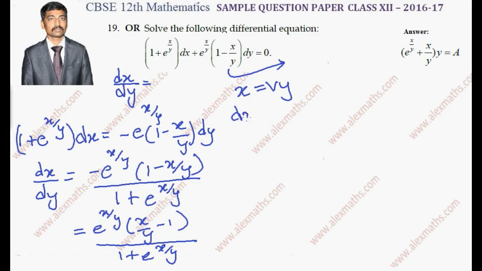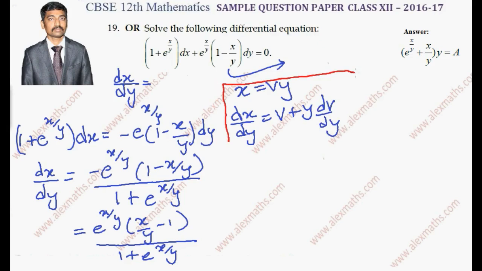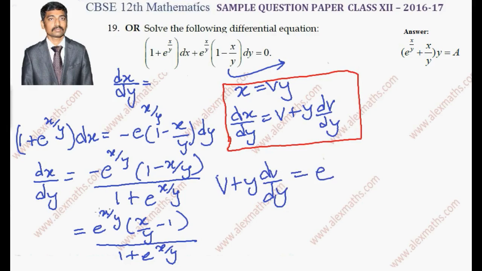If I differentiate this, dx by dy, with respect to y, I am differentiating using the uv method. So v into 1 plus y into dv by dy. Now I am going to substitute these both in the previous step. That is, instead of dx by dy, I put v plus y into dv by dy equal to e power x by y. Wherever x by y is there, I can substitute v, because x by y is v. So e power v into (v minus 1) whole divided by 1 plus e power v.